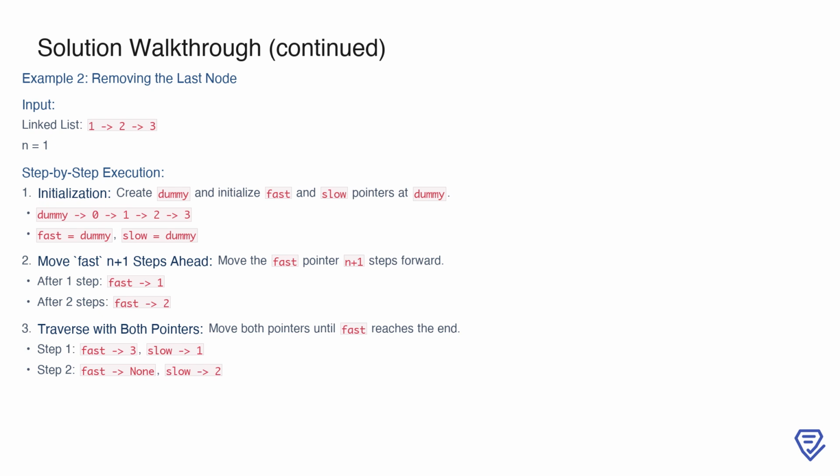Next, we move the fast pointer n+1 steps forward to establish the required gap. After the first step, fast points to the node with value 1. After the second step, it points to the node with value 2. With the gap established, we now move both pointers together until the fast pointer reaches the end of the list. On the first traversal step, fast moves to the node with value 3, while slow moves to the node with value 1. On the next step, fast reaches none, and slow is now at the node with value 2.